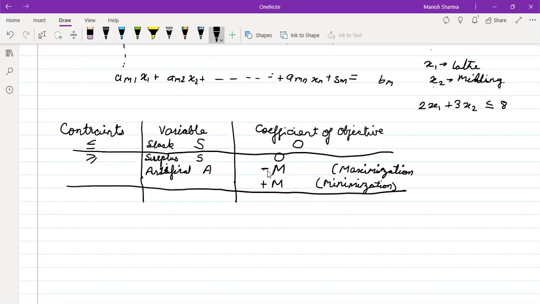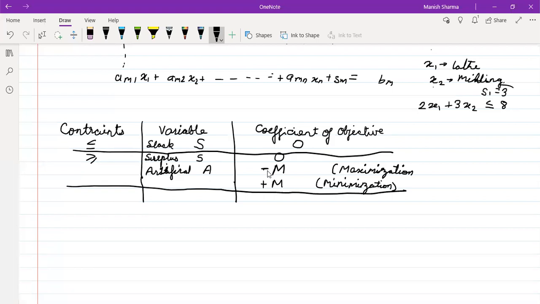So x1 is the time the lathe is being utilized, and x2 is the time the milling machine is being utilized. If both are taken as 1, then the total time utilized is 2 into 1 is 2, plus 3 into 1 is 3, so the total is 2 plus 3 equal to 5. There are still 3 hours left because the limit is 8. So 8 minus 5 is 3, and the slack variable s1 is equal to 3.